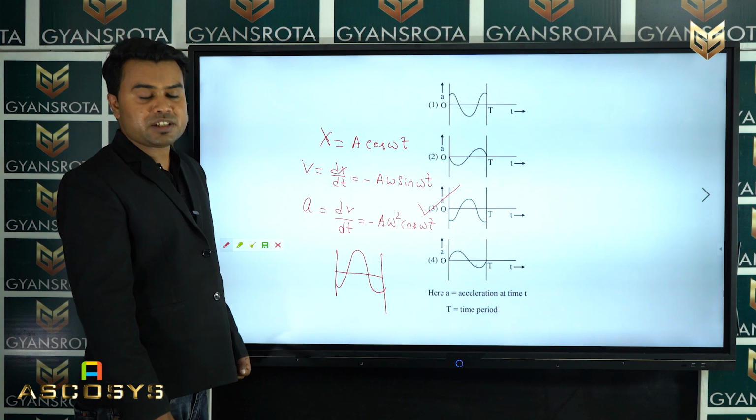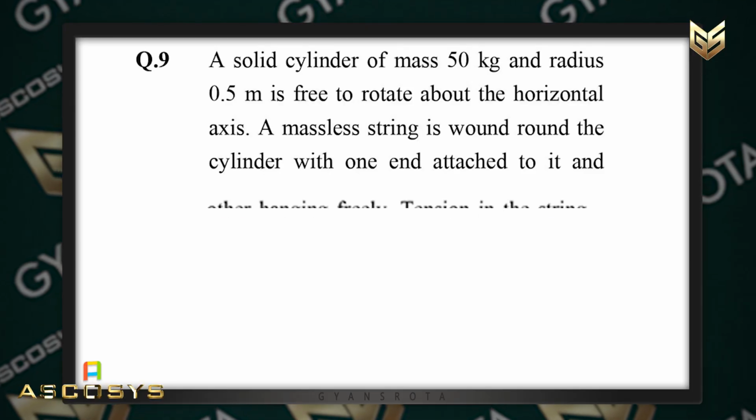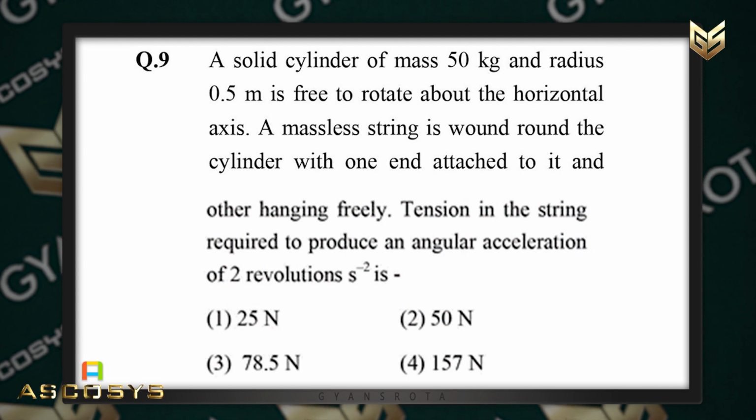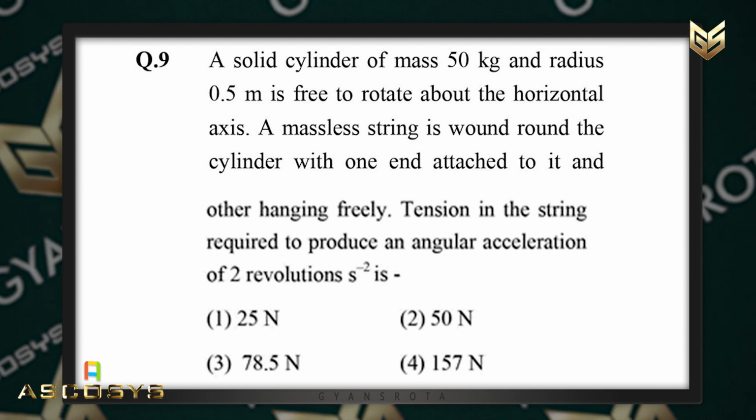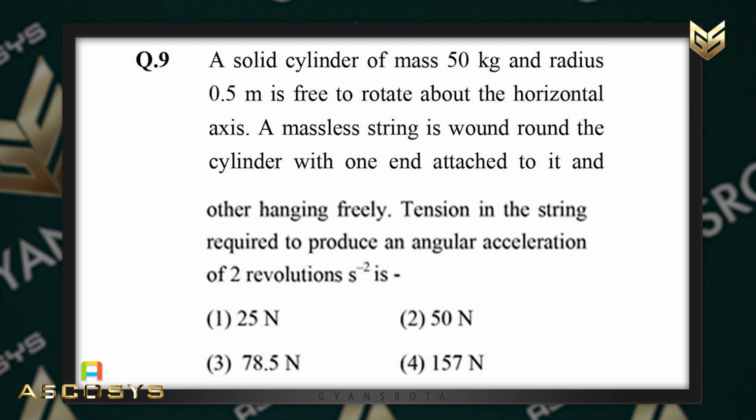Now let us move to the next question, that is question number 9. A solid cylinder of mass 50 kg and radius 0.5 meter is free to rotate about the horizontal axis. A massless string is wound round the cylinder with one end attached to it and the other hanging freely. Tension in the string required to produce an angular acceleration of 2 revolutions per second square is.